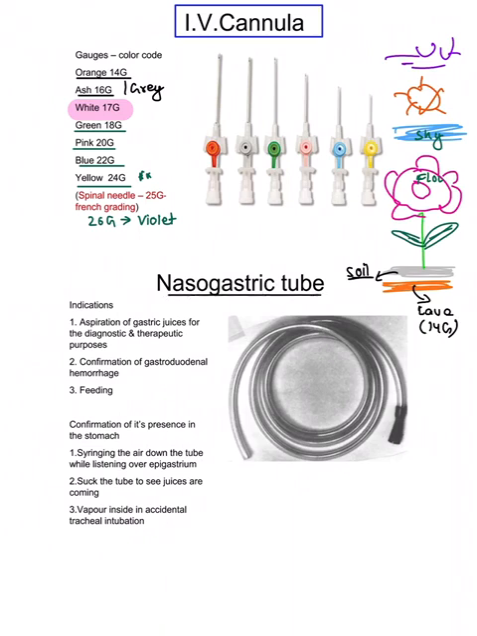So now coming on to the nasogastric tube. As the name indicates, you are going to the gastric passage, means you can aspirate gastric juices for diagnostic and therapeutic purpose and for feeding, guys. So how do you confirm, guys? If the tube is in, there may be a gurgling sound over the epigastrium area. Suck to see if the juices are coming or not coming, guys.